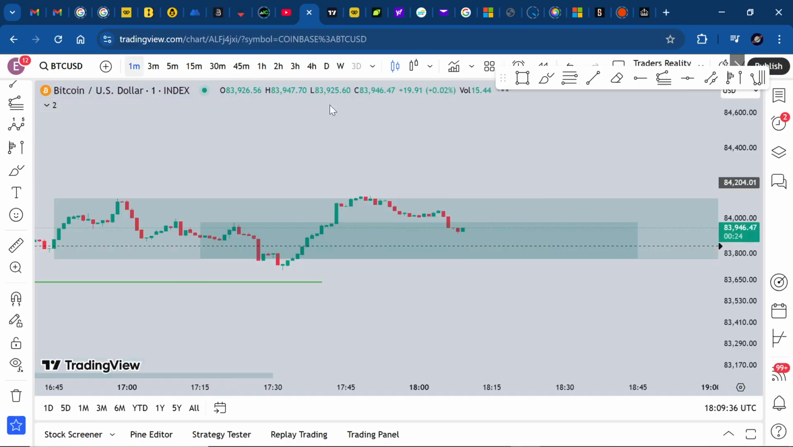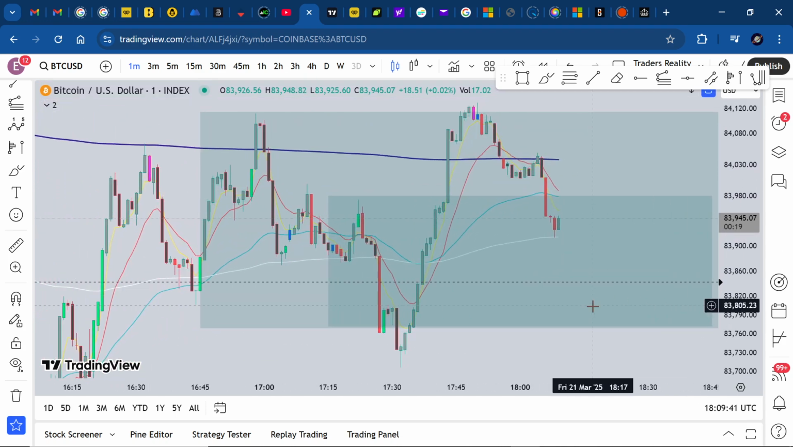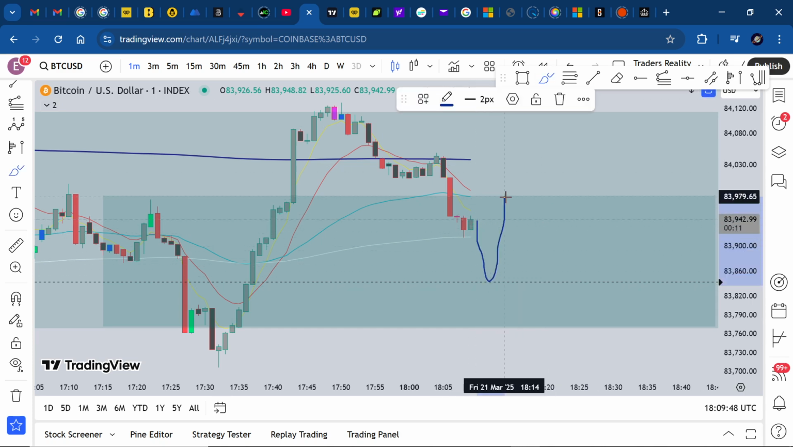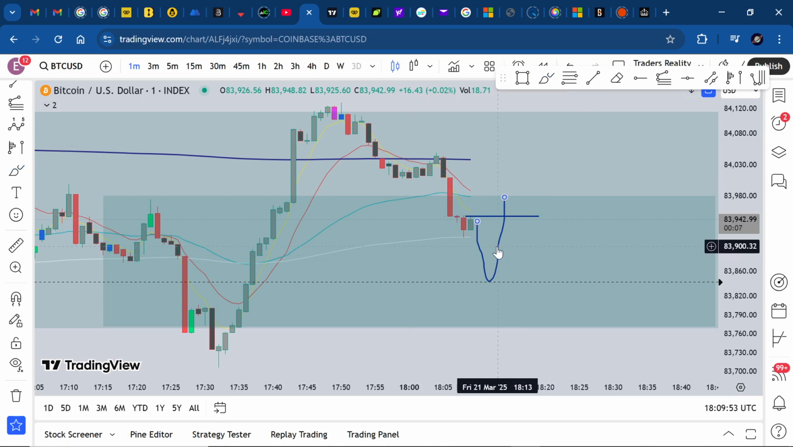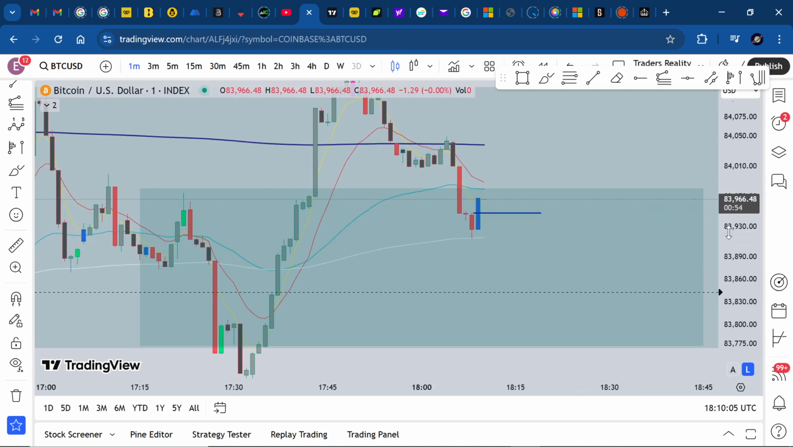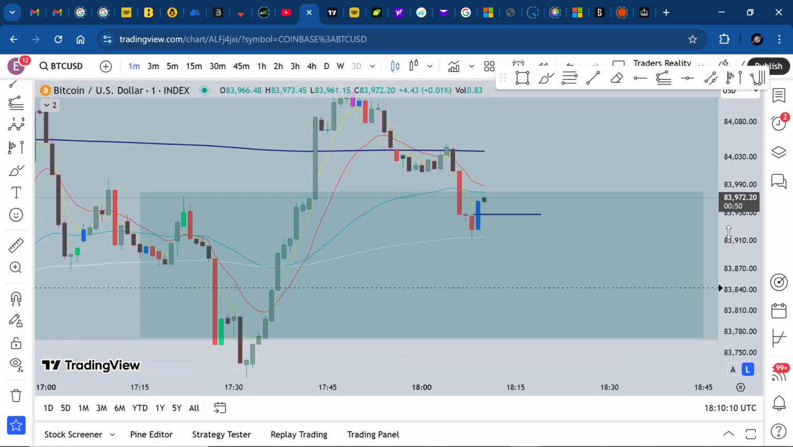Okay, I'm about to enter. What I need to enter right now is this. I'll probably enter before the break structure, depending on how price moves. Leave that over there. I can't afford for price to run away from me. I'm jumping in.